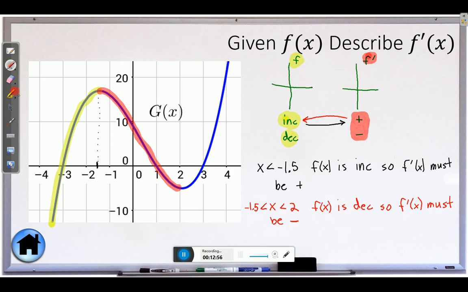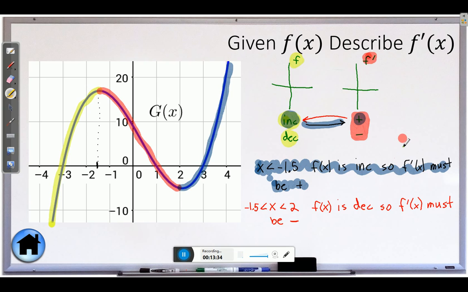And last but not least, let's use blue, I suppose, from 2 on up. All right. We are again increasing for our original function, which means our derivative is positive again. So you're going to write another sentence just like this one. I'll let you do that. I don't think I need to. But when x is greater than 2, I can start it off for you. When x is greater than 2, and you can finish that sentence off, g is increasing. That means g prime is positive.